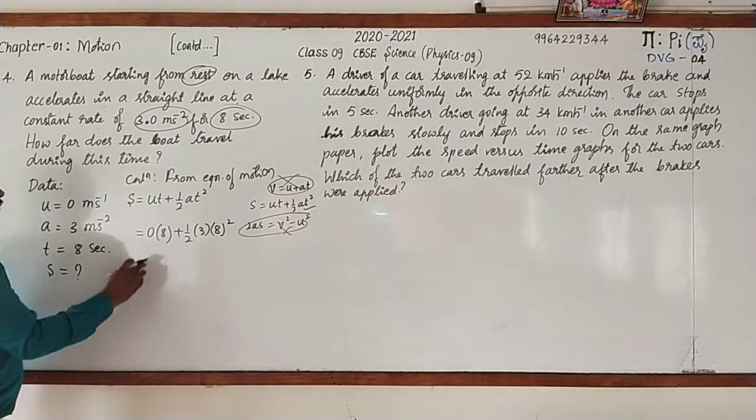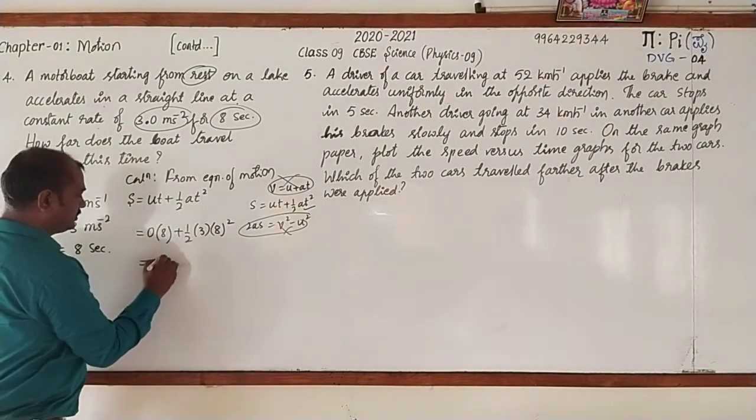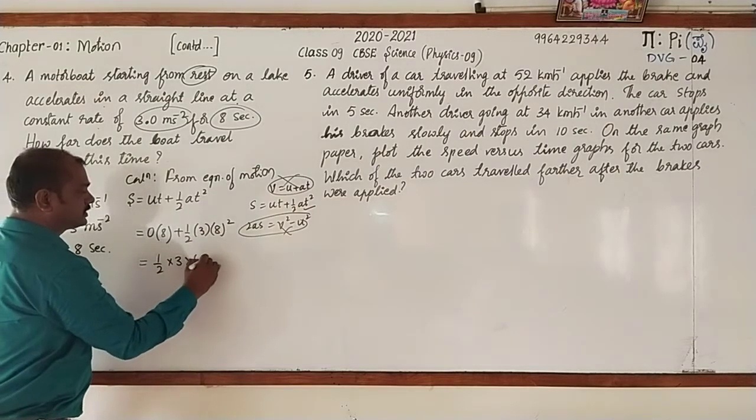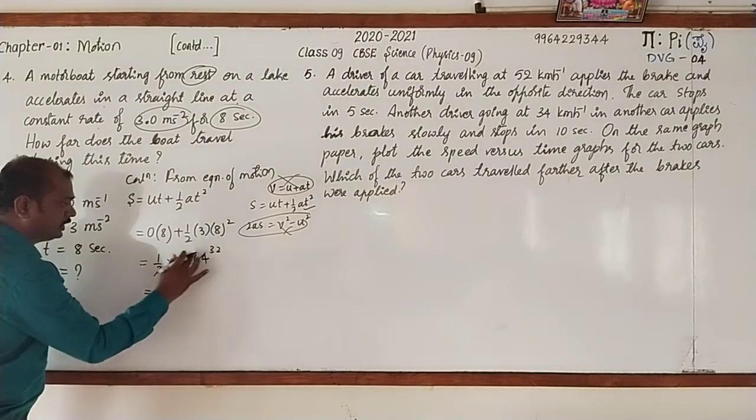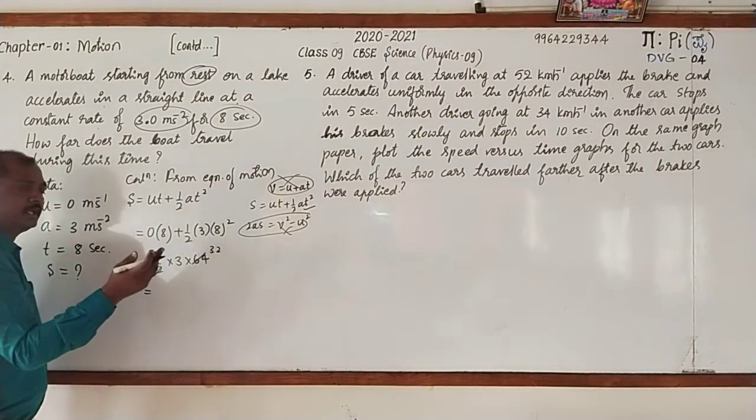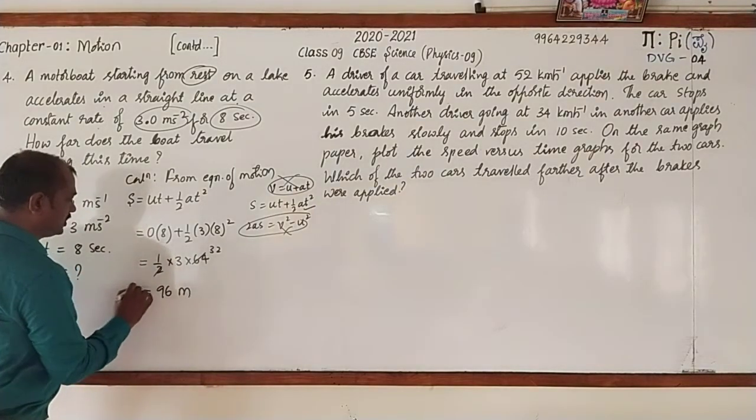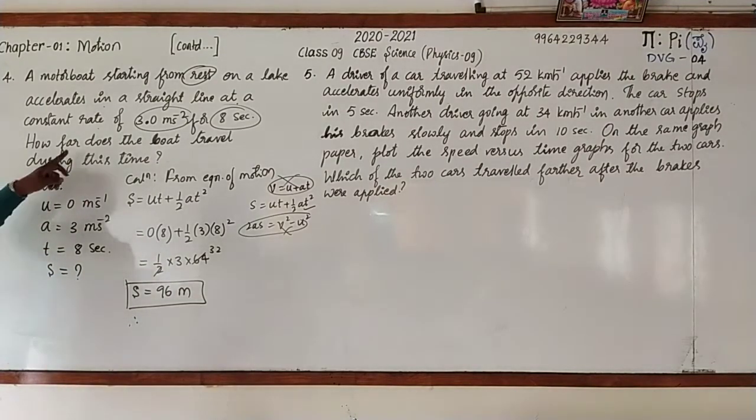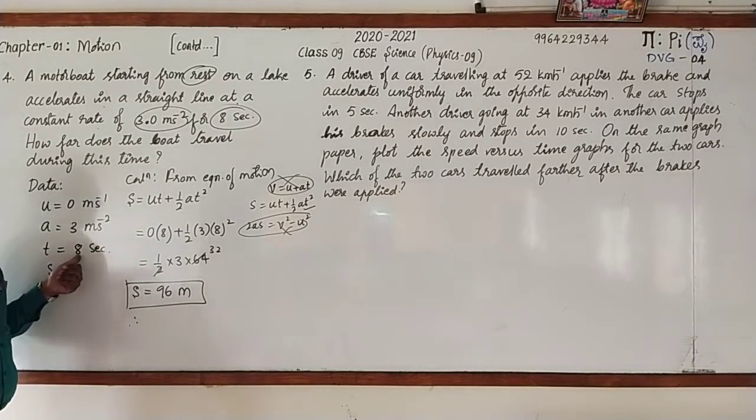This is equal to 0 into 8. 0 into anything is 0. Here I will write it directly. Half into 3 into 8 square, 64. 1 2s are, 3 2s are... Now 32 3s are 96. S equal to 96 meter. Conclusion you can write: therefore, the motor boat covers a distance of 96 meter in 8 seconds.